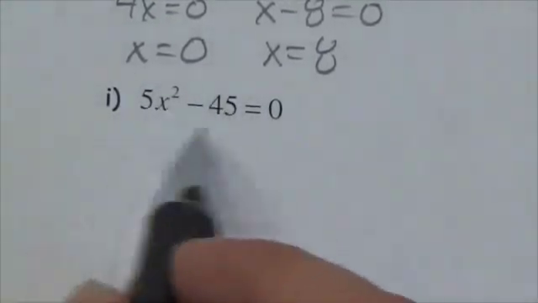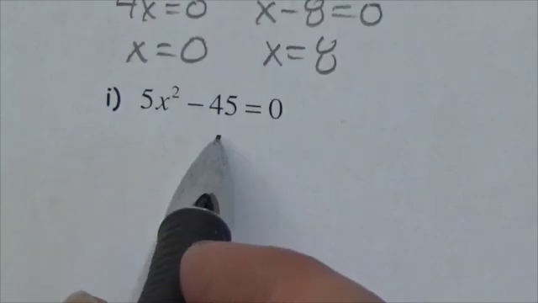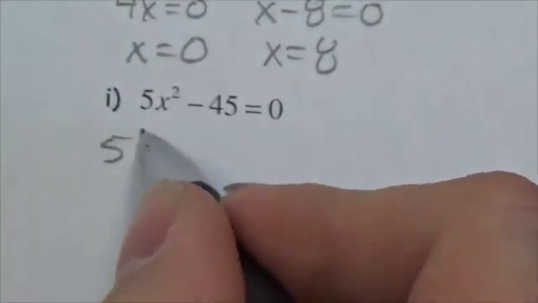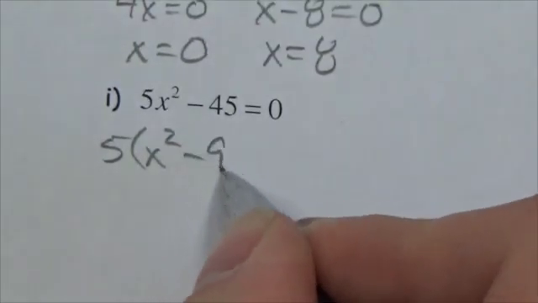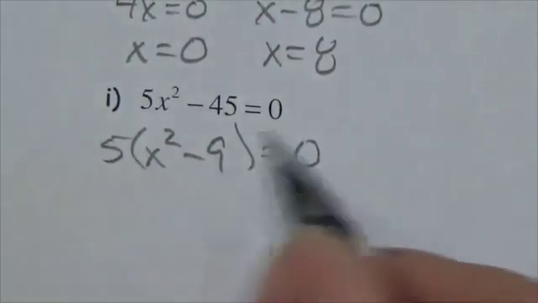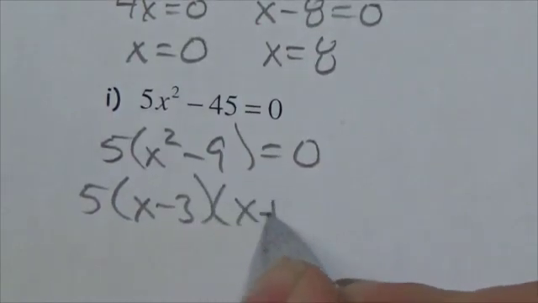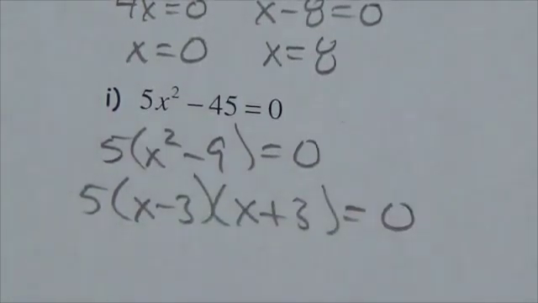Here, it looks like a difference of squares, but 5 and 45 aren't perfect squares. But 5 is a common factor there, so I'll factor that out first. And I'll get 5 times x squared minus 9. And now what I'm looking at is a difference of squares. And this will become x minus 3, x plus 3 is equal to 0.